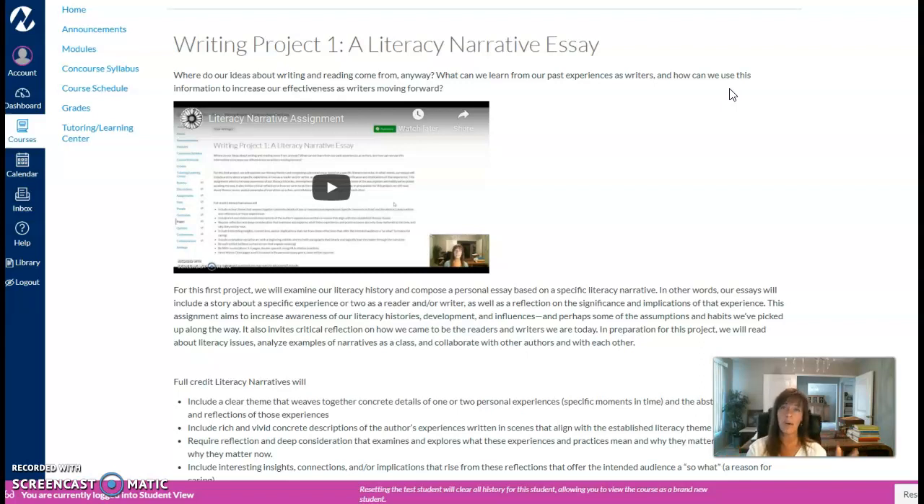Keep this in mind. We're writing this essay for an audience. We're not just writing it for ourselves, for our journals. We're not writing it just for your professor. We're writing it for an audience. And that really influences the ways we're going to write this.